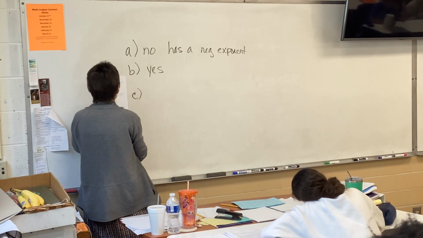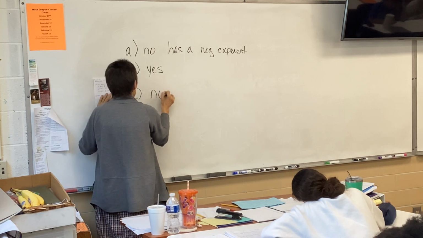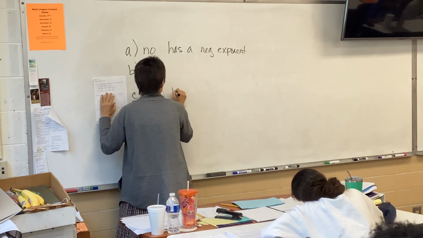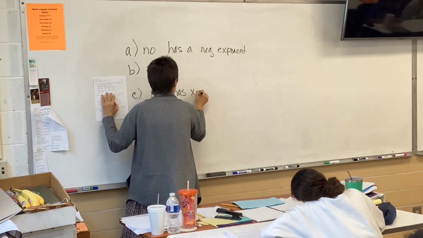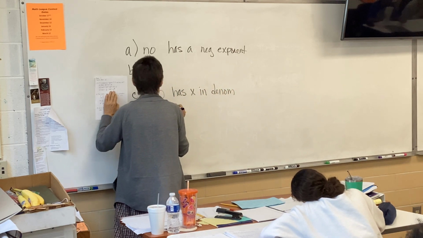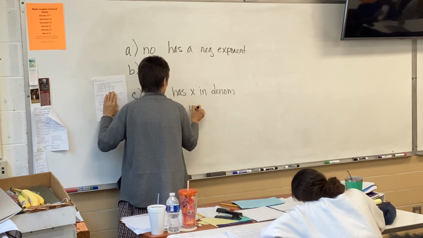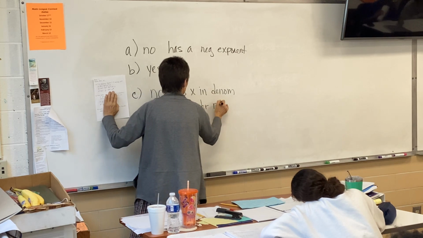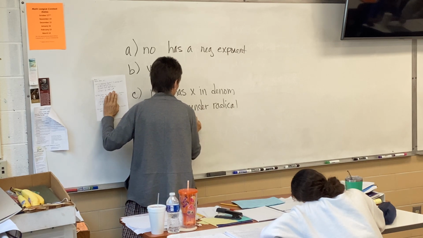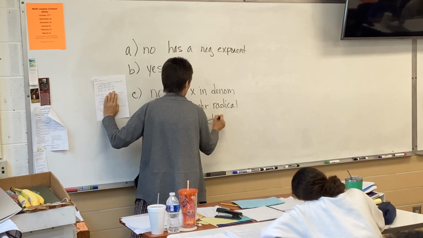All right, how about C? No. C is a big no, because why? It has an X in the denominator. It has X under the radical, and it has a fractional exponent. Yeah, that's a no.